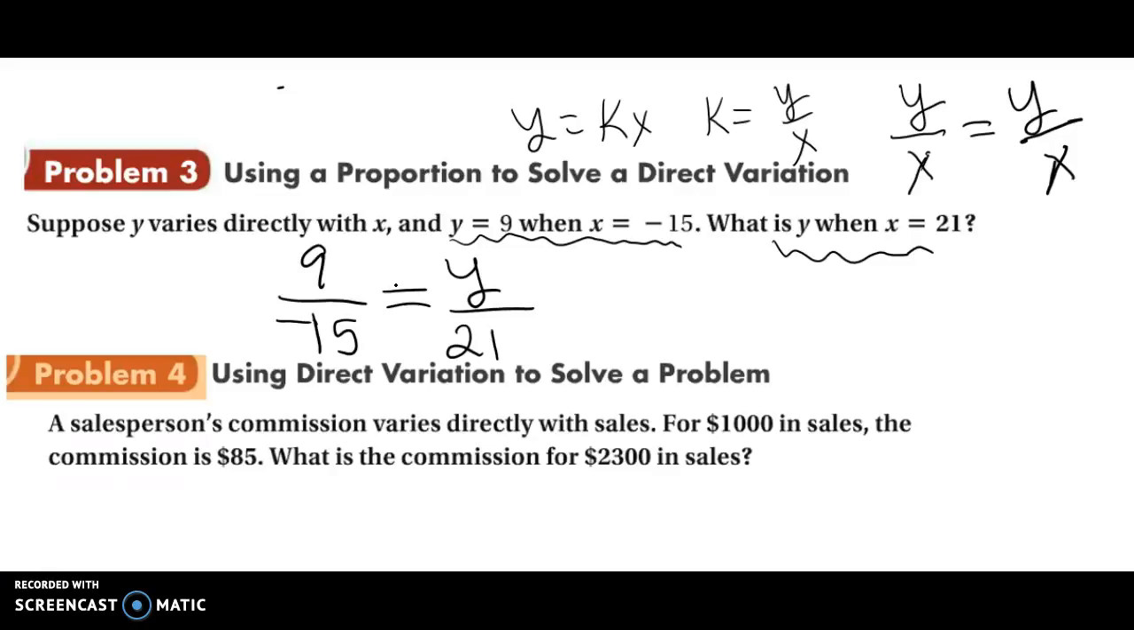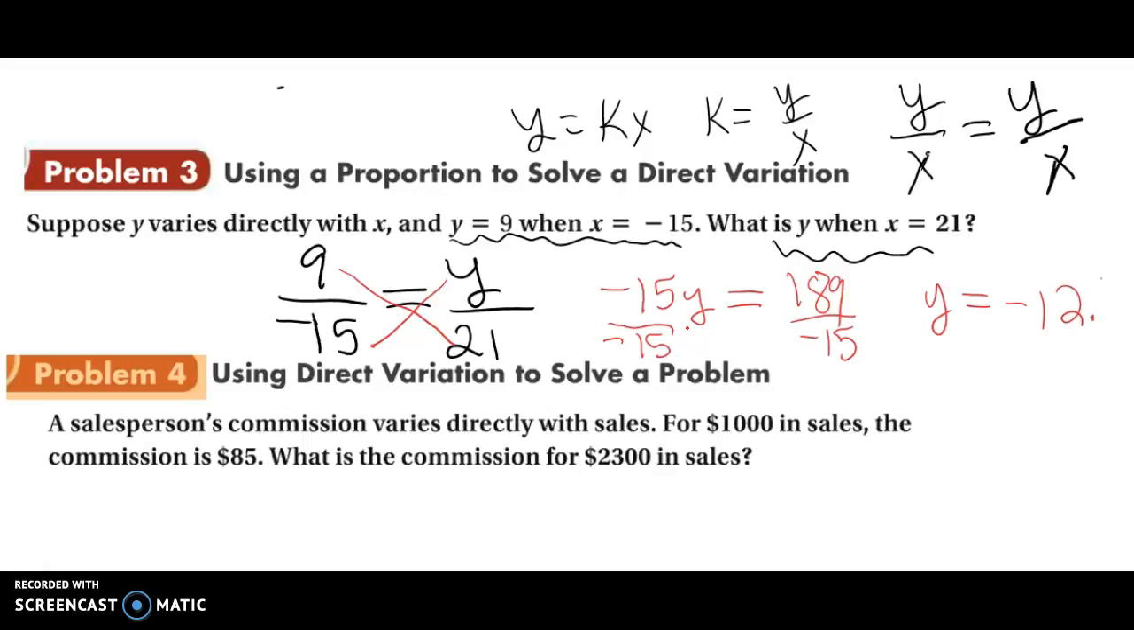So here you can see we set up a proportion, and you want to solve proportions by cross multiplying. So I'm going to multiply y times negative 15. I'm going to put an equals sign in between and multiply the other two, 9 times 21. And then to finish solving for y, since it's being multiplied by negative 15, I'm going to divide both sides by negative 15, and I can figure out my y value to be 189 divided by negative 15, which will be negative 12.6. You'll want to use a calculator to do that.